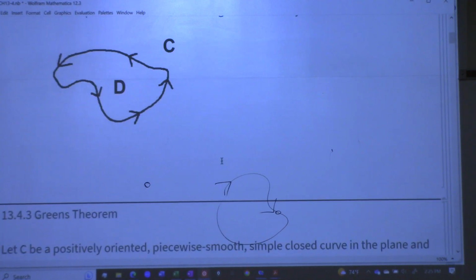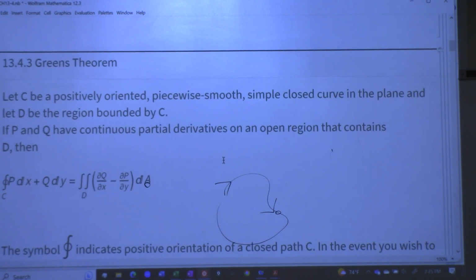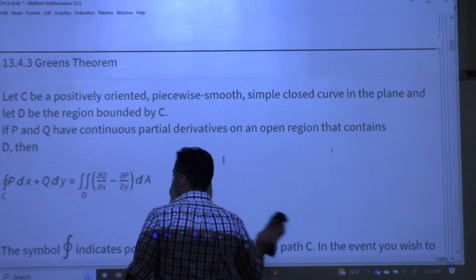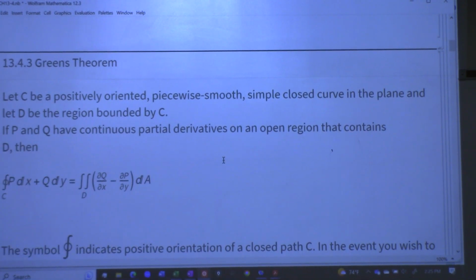What's the theorem? The theorem says that if you want to find the value of this, now this is just a different notation of this. I started class with that notation, P dx, Q dy. I said that's the same thing as this, except this is the two-dimensional version of it. This is work. This is work over a closed curve.